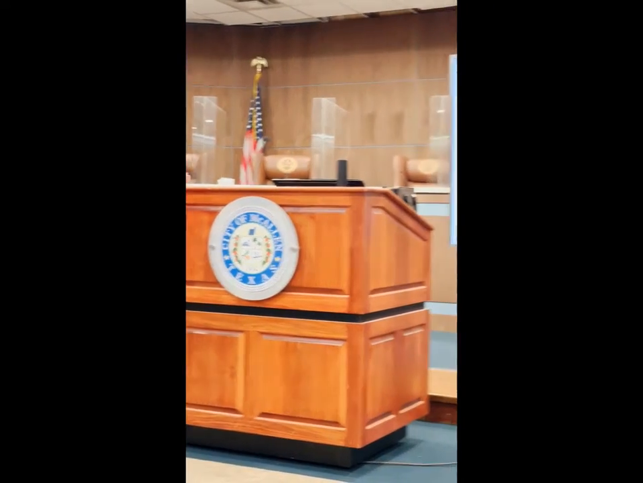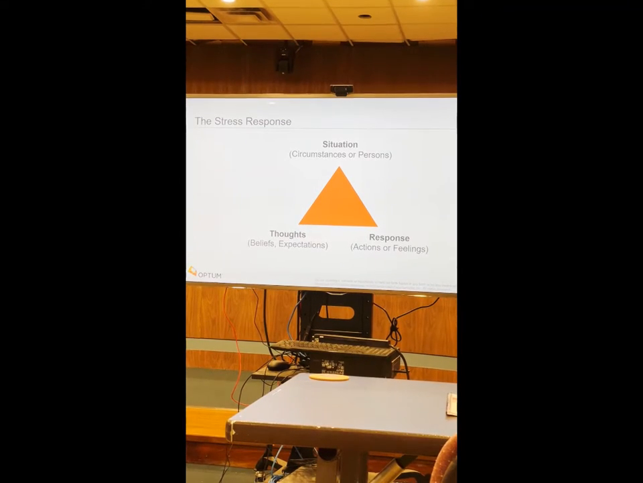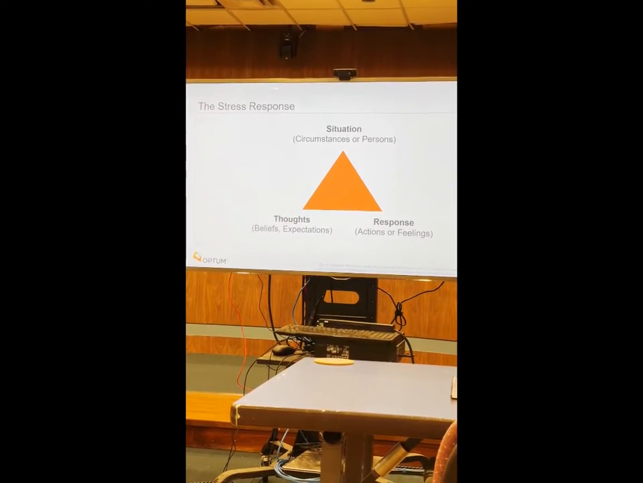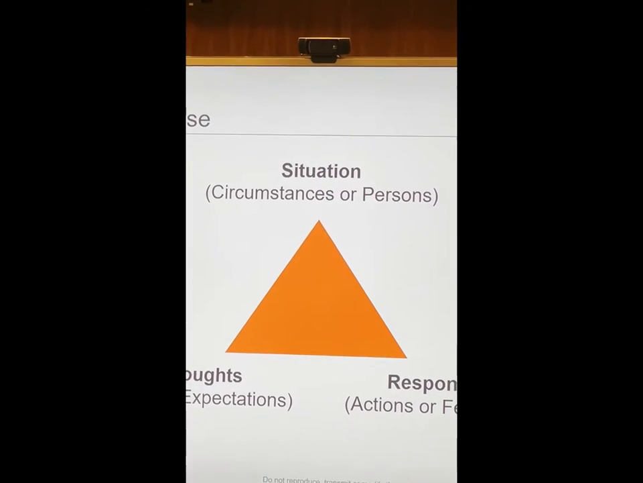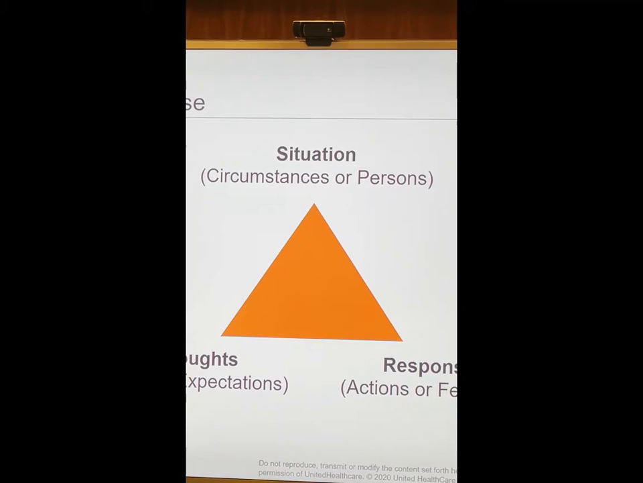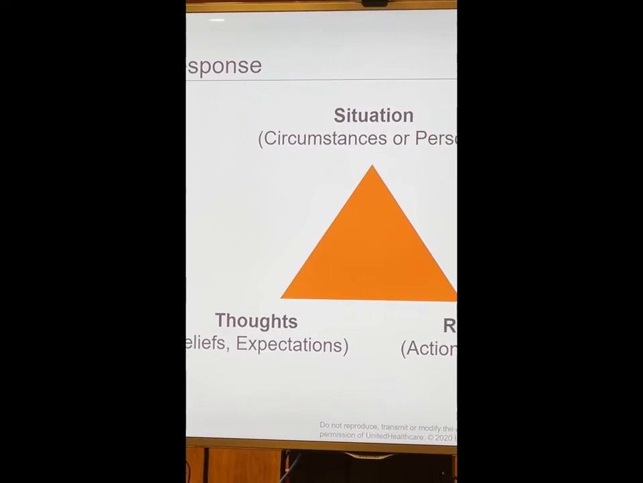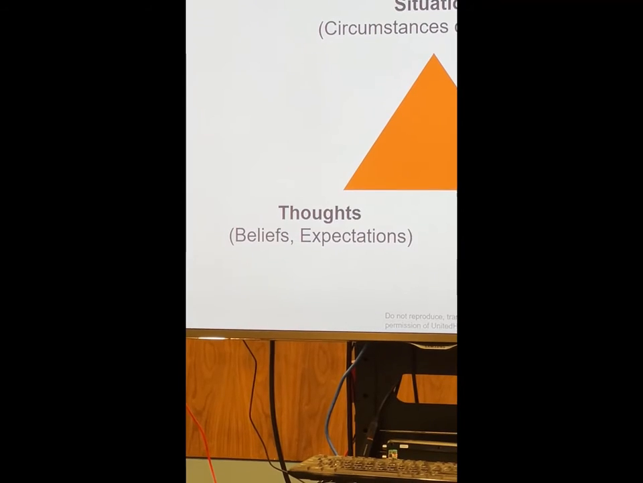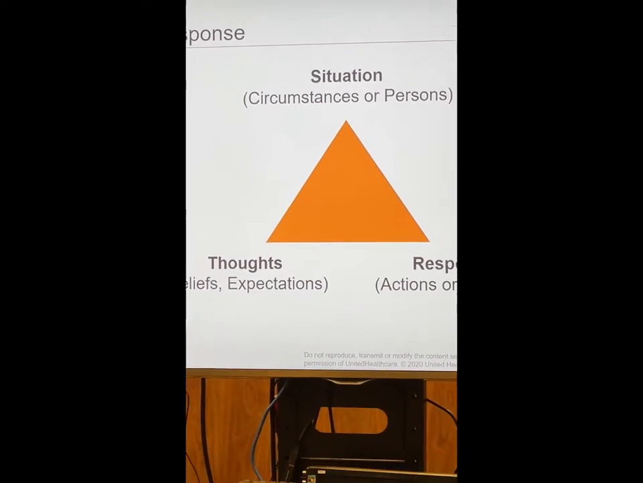So anyway, we've looked at the reactions now, right? There were three of them: the physical, emotional, and behavioral. And now, let's see, the next one is the stress response. This is the progression of events that occur when we are in a stressful situation. If you look at the top of the triangle, you see the circumstances or persons. So something happens. It could be that you had a discussion, an argument, something happened with your boss, your supervisor, maybe even a family member, your partner, your child, your adolescent child, your teenager.